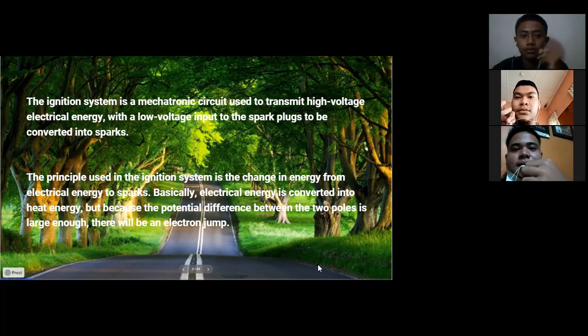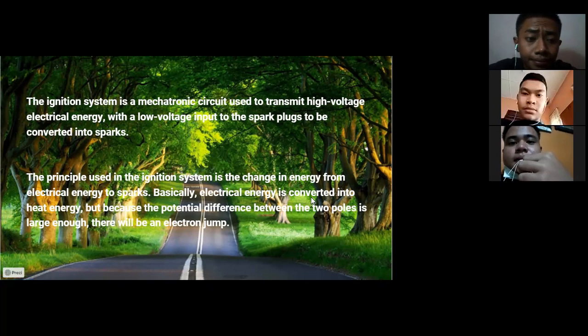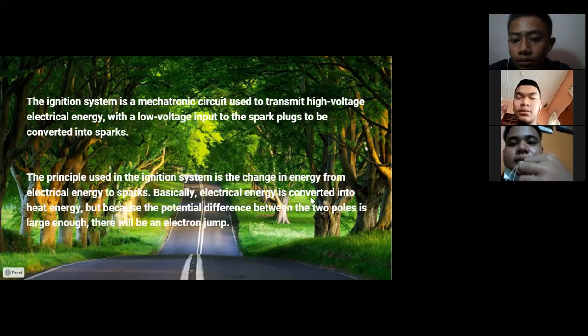The ignition system is a mechatronic circuit used to transmit high voltage electric energy with a low voltage input to the spark plug to be converted into spark. The principal use of the ignition system is to change energy from electrical energy to spark. Basically, electrical energy is converted into heat energy, but because the potential difference between the two poles is large enough, there will be an electron jump.